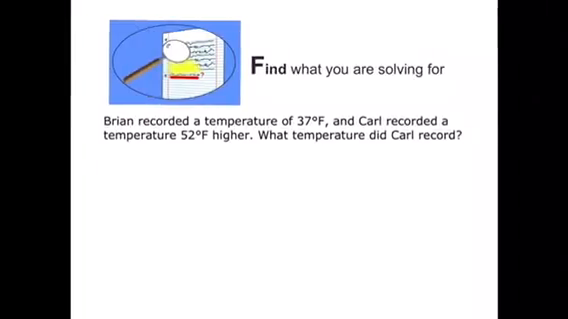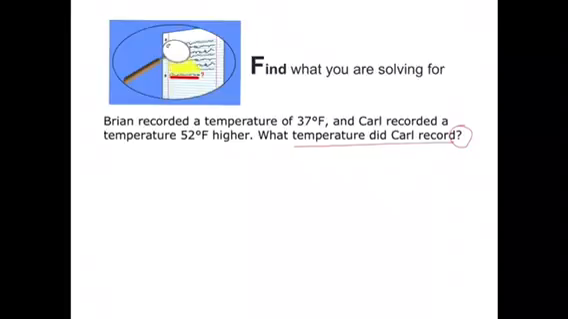The first step of the process is find, and I am supposed to find what I am looking for, what I am solving for. So I'm going to look for a question mark. So here I see a question mark, and I'm going to underline what information tells me what I'm solving for. So what temperature did Carl record? So I'm trying to solve for the temperature that Carl recorded.